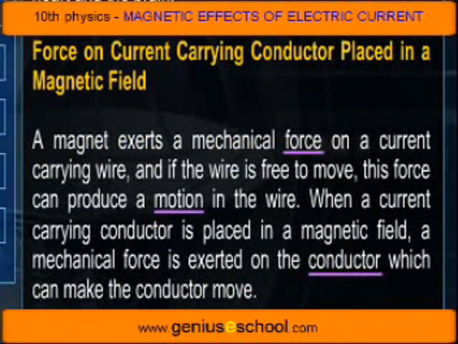Force on current carrying conductors placed in a magnetic field. A magnet exerts a mechanical force on a current carrying wire, and if the wire is free to move, this force can produce a motion in the wire. When a current carrying conductor is placed in a magnetic field, a mechanical force is exerted on the conductor, which can make the conductor move.